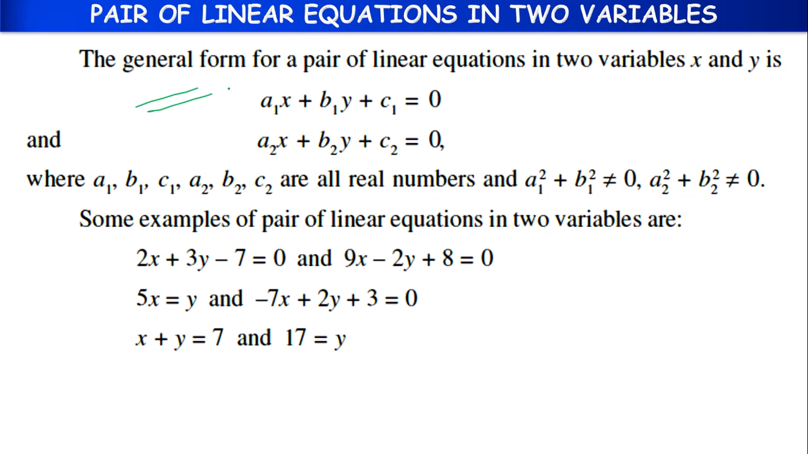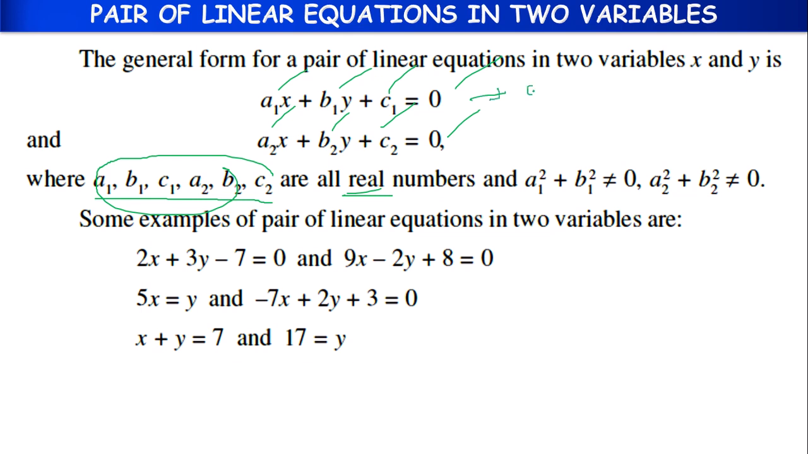The general form of a pair of linear equations in two variables x and y, meaning two equations, is a1x plus b1y plus c1 equals 0, and a2x plus b2y plus c2 equals 0, where a1, b1, c1, a2, b2, c2 are all real numbers. In the first equation, a1 and b1 should not both be equal to 0.